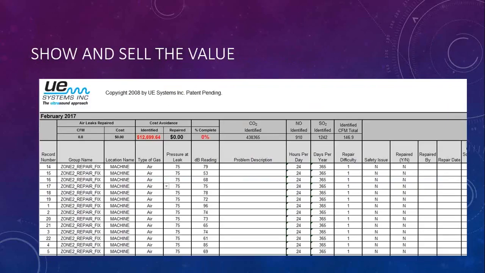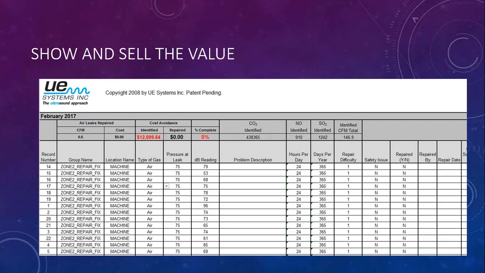So now, selling the value. I want to spend time on selling the value for the simple fact is I think this is the most neglected part of the entire program. I think we're really good at going out and executing and doing work. I think a lot of people fail at selling the value of what we do. If you don't sell the value of what you do, they'll shut the whole program down.